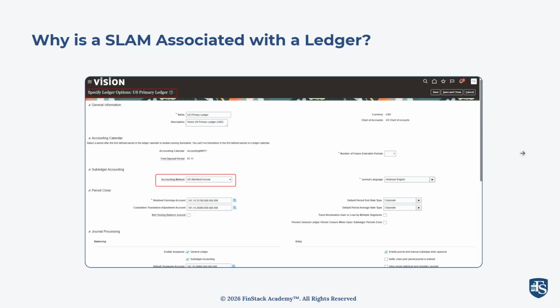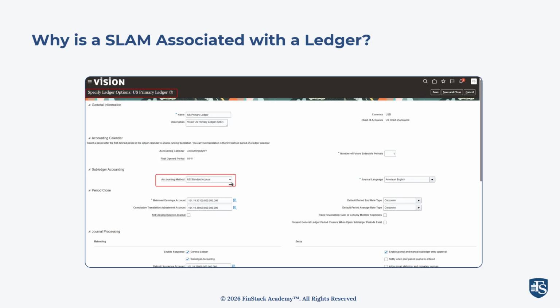Now we know how Oracle generates accounting entries. The next question is, where are these accounting rules stored? The answer is inside a subledger accounting method, commonly called SLAM. Every primary ledger in Oracle Fusion is associated with an accounting method. Think of it this way. The ledger tells Oracle where accounting is maintained. The accounting method tells Oracle how accounting should be generated.